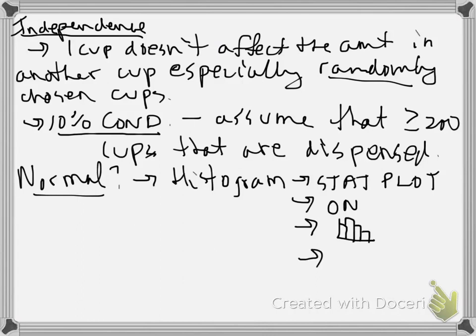And our data, our X list, is L1. And our frequency, you probably don't have to change, is 1, because we have one piece of data for each cell. So that's fine. We've got all that there. So we're going to look at how normal does it look.